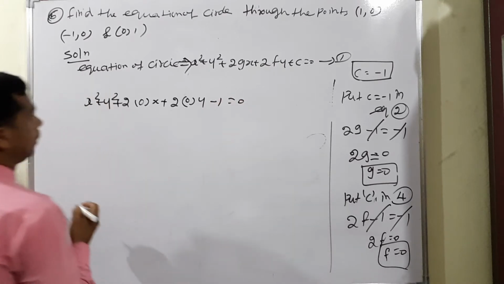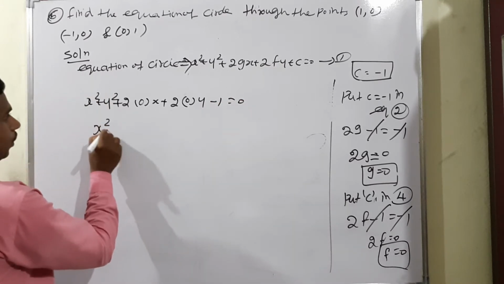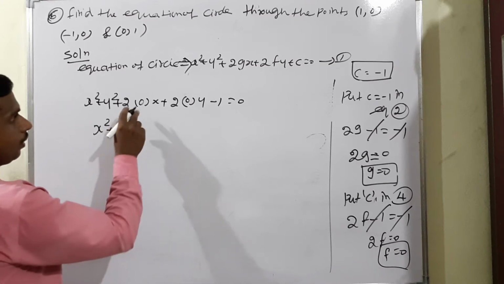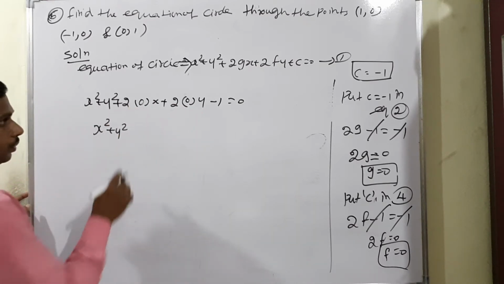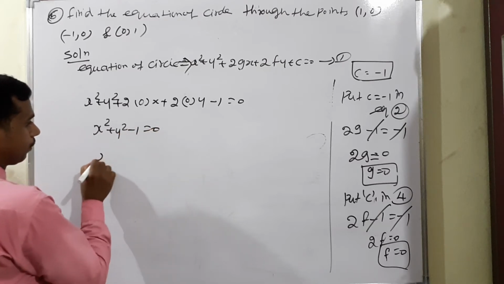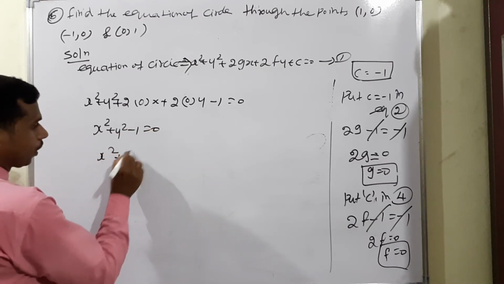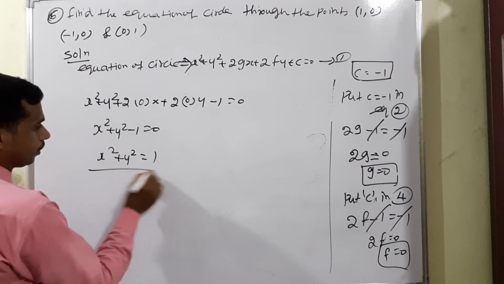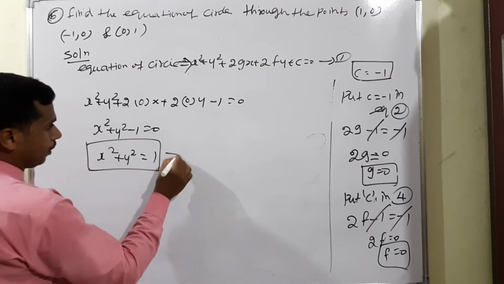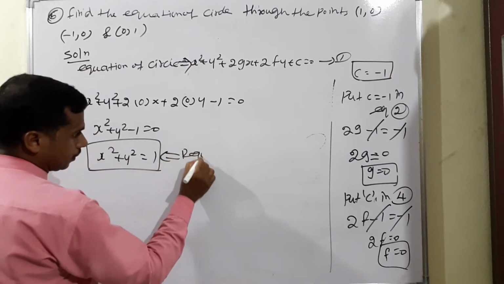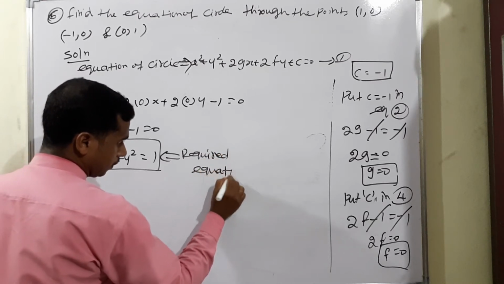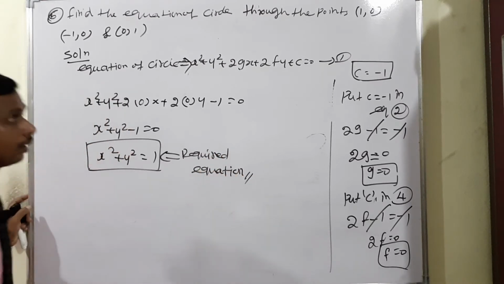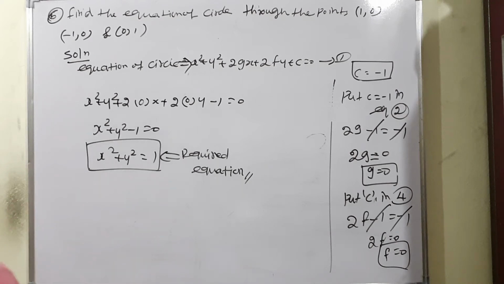Therefore, x square plus y square, 2 into 0 means value will be 0, 2 into 0, the coefficient of y also 0, therefore minus 1 is equal to 0. Therefore, the required equation is x square plus y square is equal to positive 1. This is called the required equation. Good. I will continue with the next question.